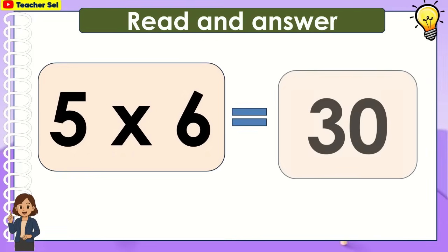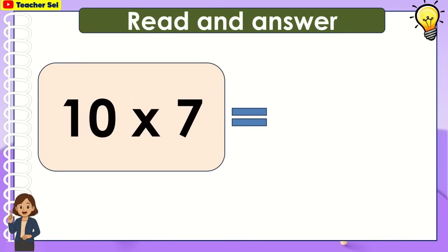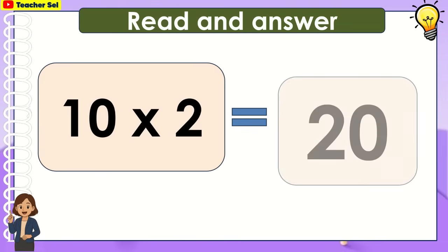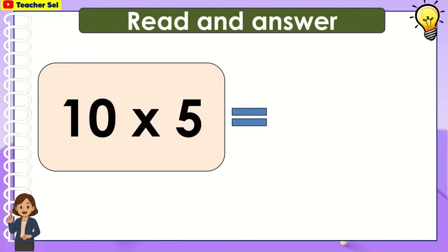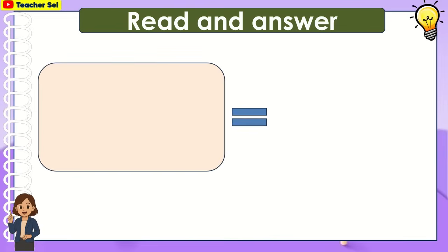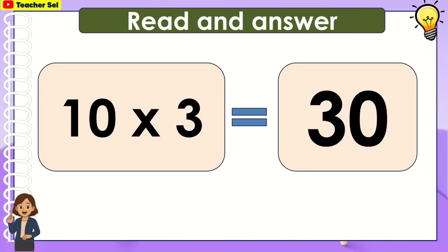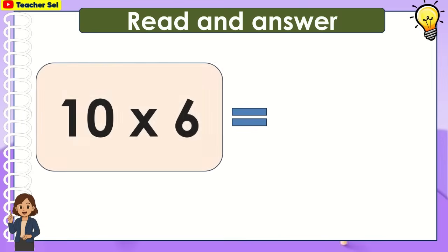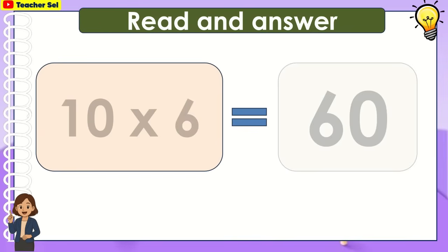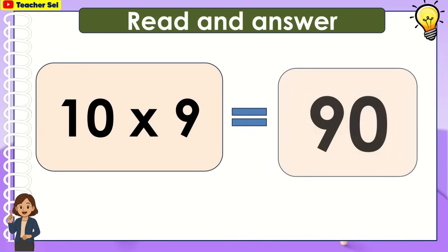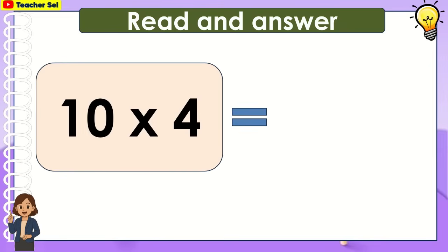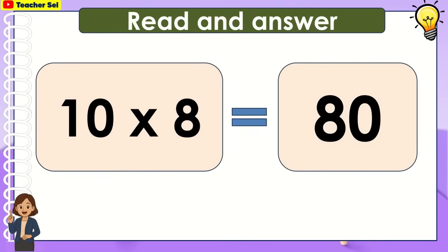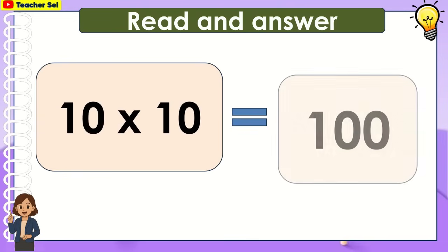5 times 6, 30. 10 times 7, 70. 10 times 2, 20. 10 times 5, 50. 10 times 3, 30. 10 times 1, 10. 10 times 6, 60. 10 times 9, 90. 10 times 4, 40. 10 times 8, 80. 10 times 10, 100.